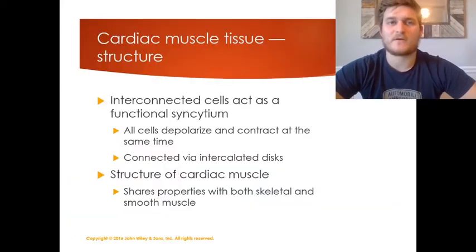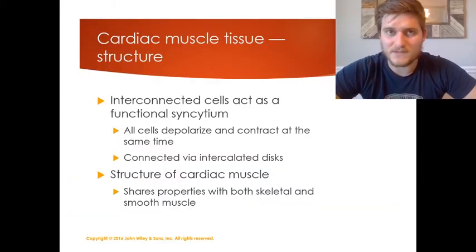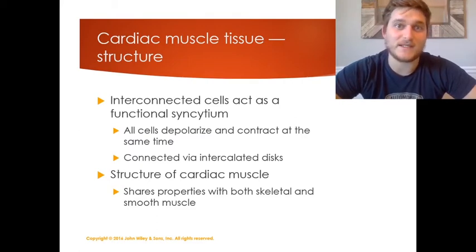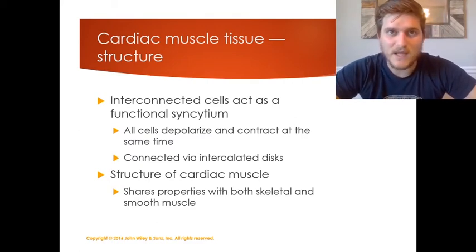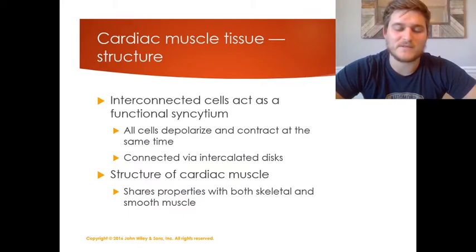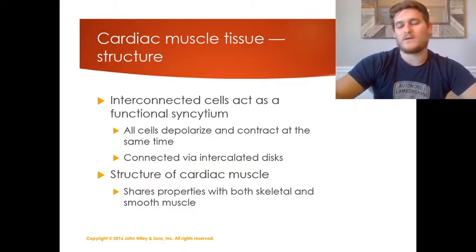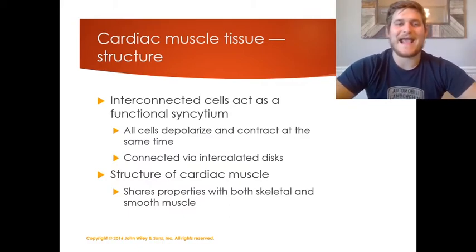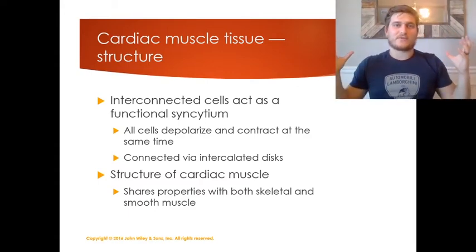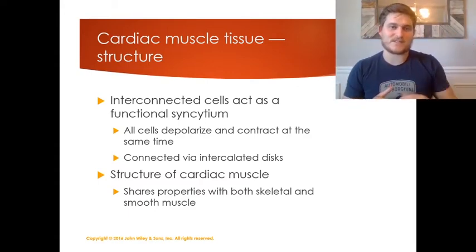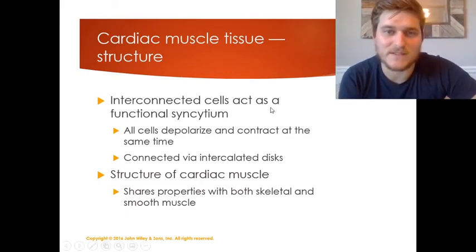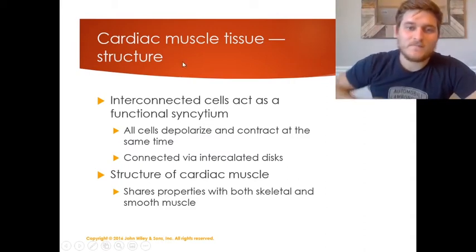We talked about cardiac muscle in previous videos, but here we're going to really see the key differences between cardiac muscle and skeletal muscle or smooth muscle. The important thing about the heart is that it acts together. All these cells are going to contract together. And so when it says these interconnected cells act as a functional syncytium, that's what it means.